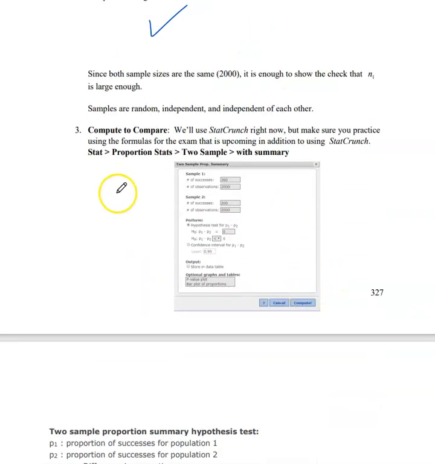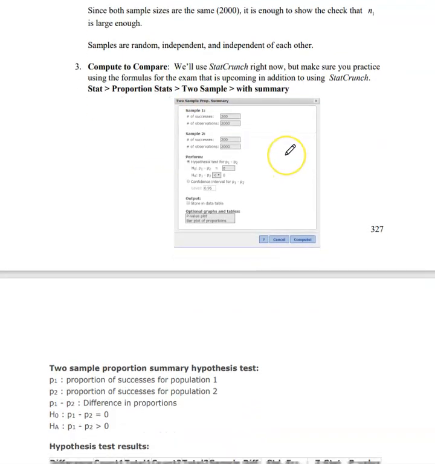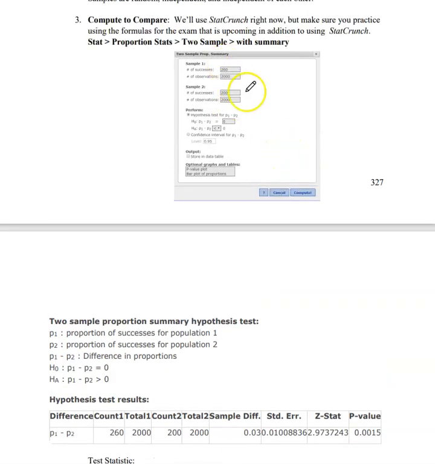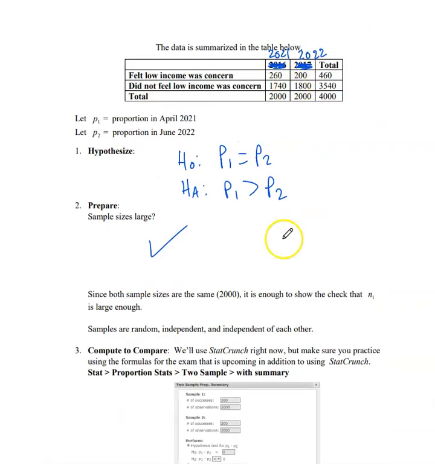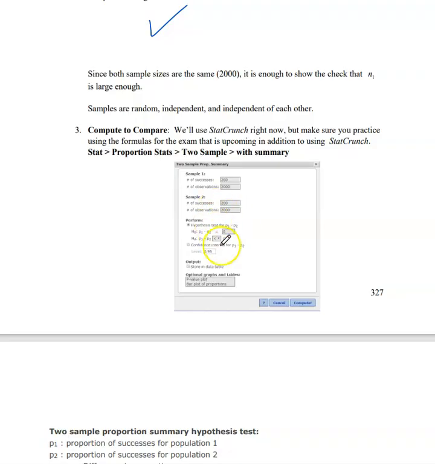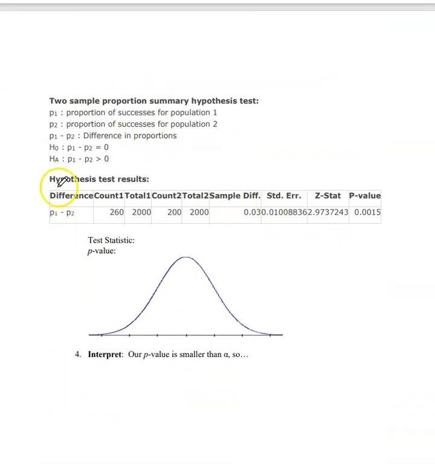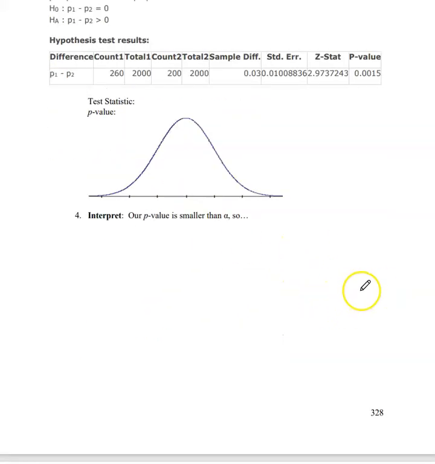We're going to go to StatCrunch, and the way we do this is exactly the same as we've been doing the other hypothesis tests. We go to Stat, Proportion Stats, but this time you're going to choose two sample with summary, and we're going to put the information in that I summarized for you in the table back here. So when you put that information in, and then you're going to adjust your hypotheses accordingly, it's going to give you this information here. This is the screenshot from what StatCrunch would have told us.